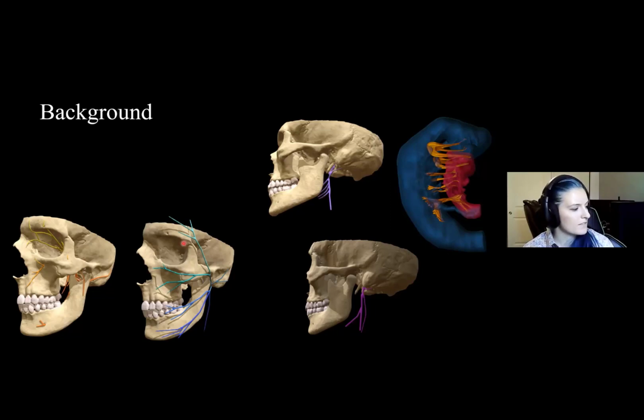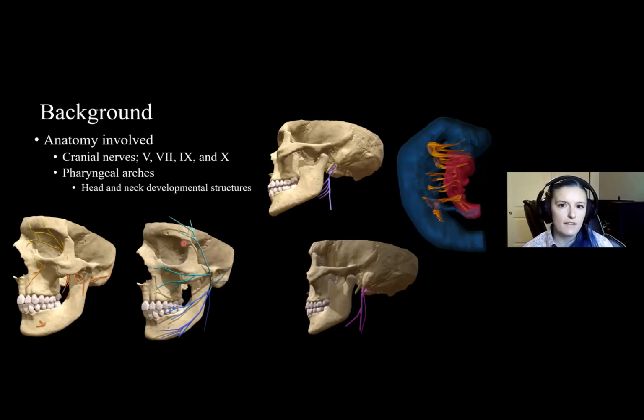So the anatomy specifically that I used were cranial nerves 5, 7, 9, and 10, which are the mixed motor and sensory cranial nerves. And personally, I think the most difficult to know. And then the pharyngeal arches, which are the primordial structures that lead to head and neck structures in an adult. And you can see that in this 3D model here on the right.